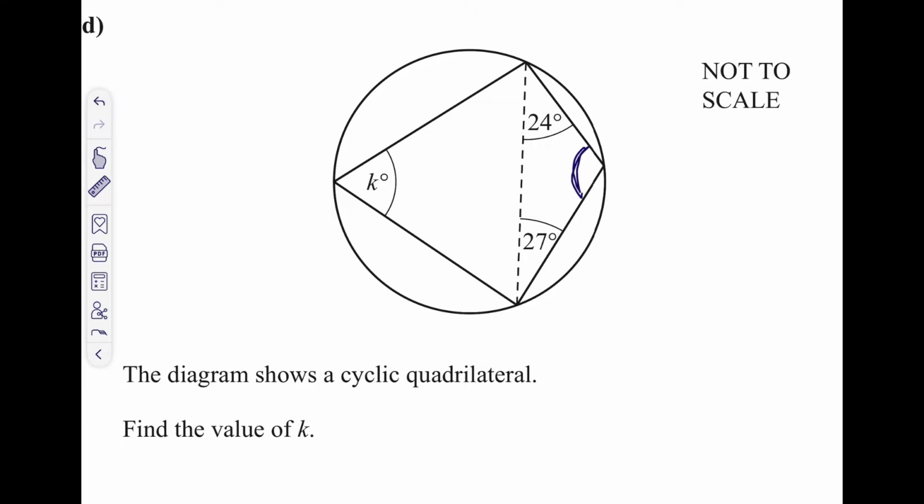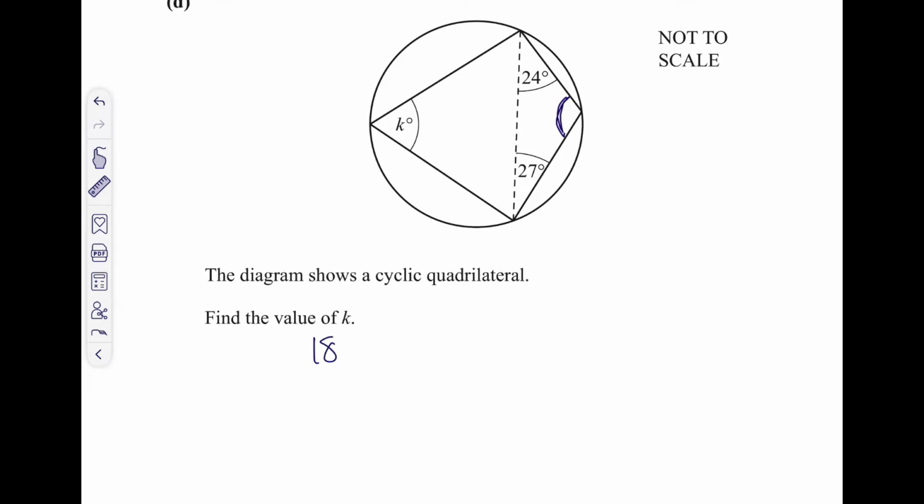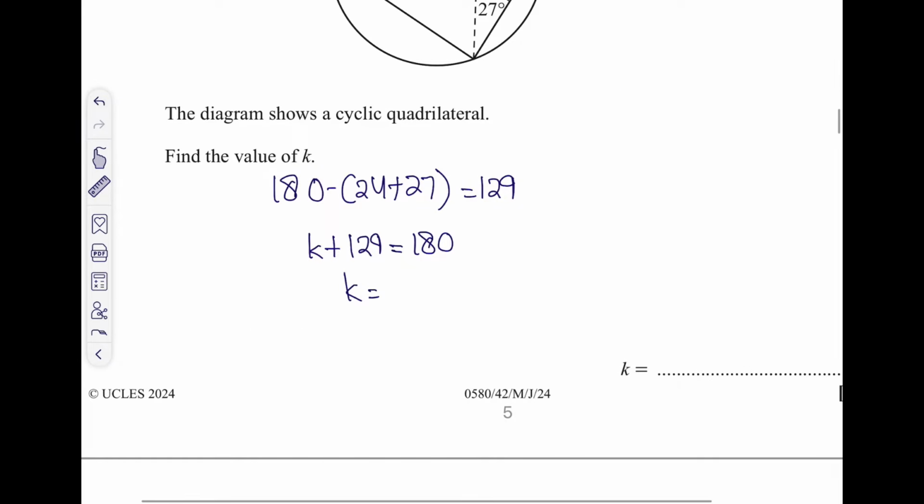In order to find this angle, remember, look at this, there's a triangle given, and the property of a triangle is that the angles all add up to 180. So in order to find that angle, we can do 180 minus (24 plus 27). That's the first part of the working. 180 minus (24 plus 27) gives you 129. So we have 129 here. So K would be 180 minus 129, because K plus 129 would equal 180. That's the property of cyclic quadrilaterals. So K would be equal to 180 minus 129. That's going to give you 51 degrees. So that's the answer for this part.